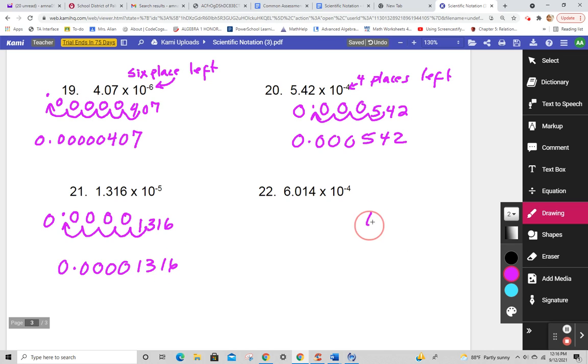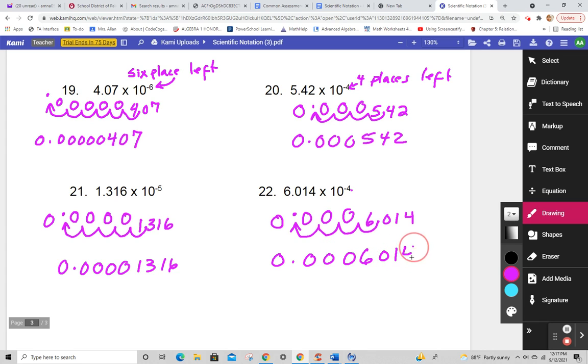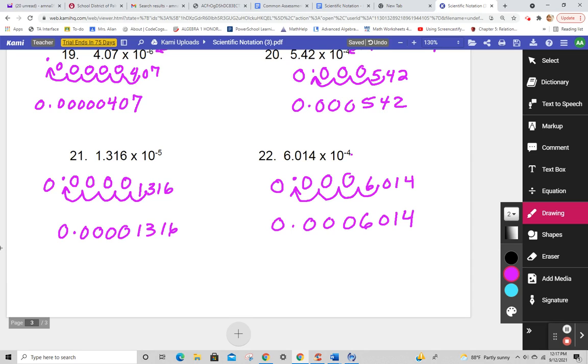All right, here we start with 6.014, and we're moving 4 places to the left. 1, 2, 3, 4. Our decimal point goes here. We'll put a 0 here, 0 here, here, and here. 0.0006014 is our number. And this concludes this video on writing numbers in scientific form and vice versa.